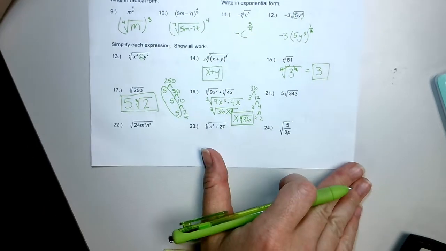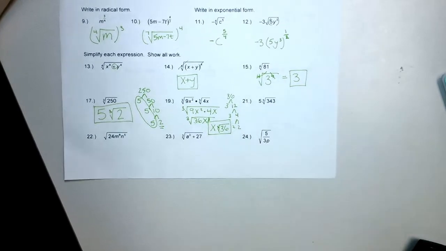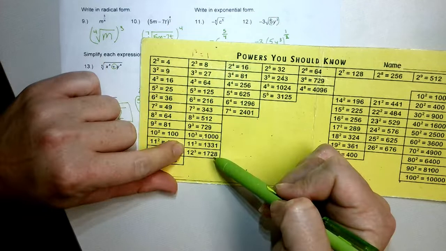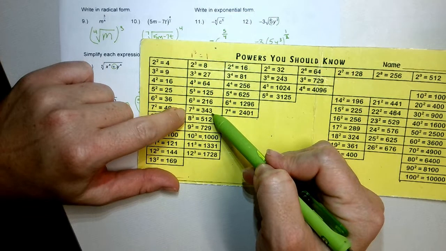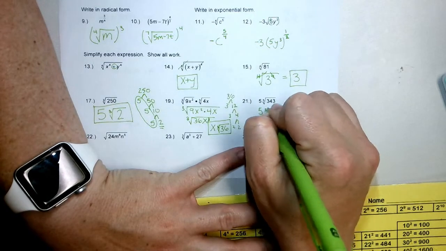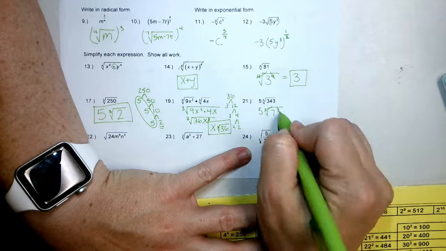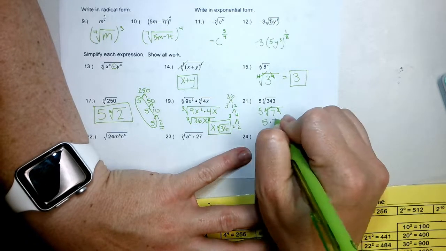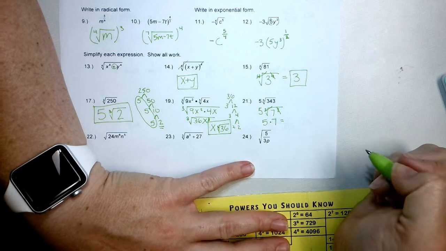Any questions on that one? So now we have 343. Is 343 a perfect cube? It is. Okay, 7 cubed. So I can rewrite this as 5 cube root of 7 cubed. And what happens? And what do I do with the 5 and the 7? Multiply them. And what's 5 times 7? 35.